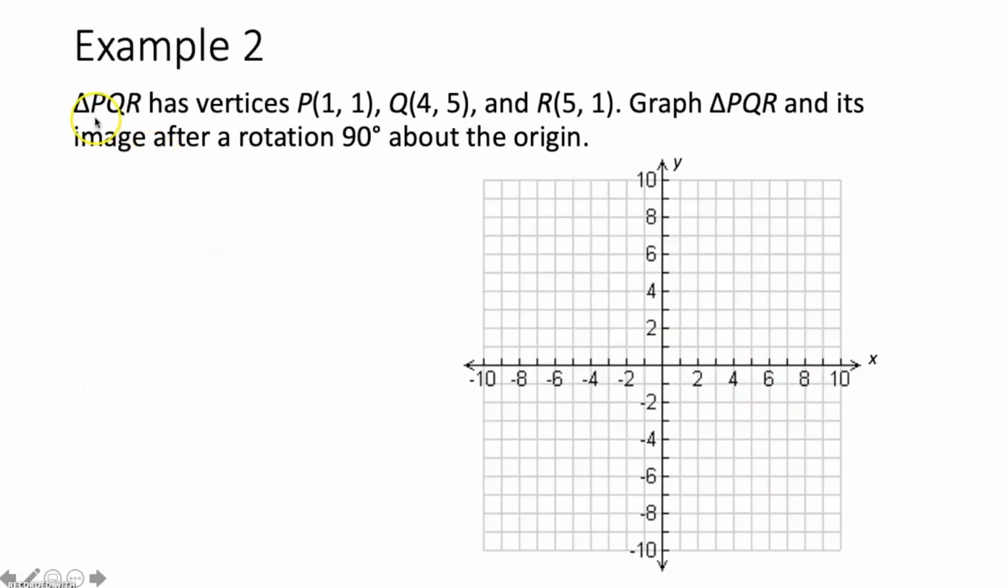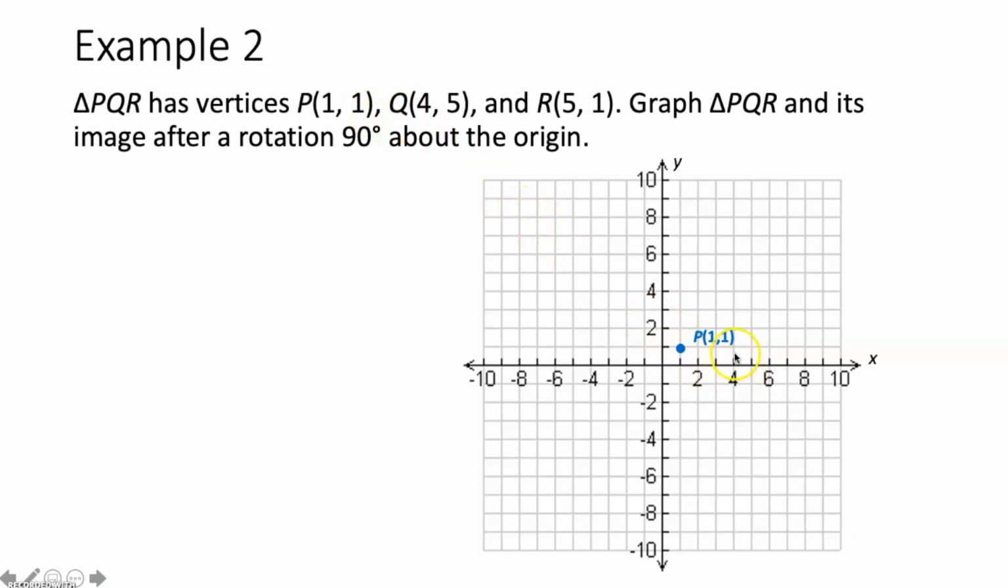So example 2 says triangle PQR has vertices at P, Q, and R. Graph triangle PQR and its image after a rotation 90 degrees about the origin. Okay, cool. So let's graph this triangle. First, we'll start with P. P is at 1, 1, so we go over 1 on the x-axis, up 1 on the y-axis, put point P. Point Q is at 4, 5.